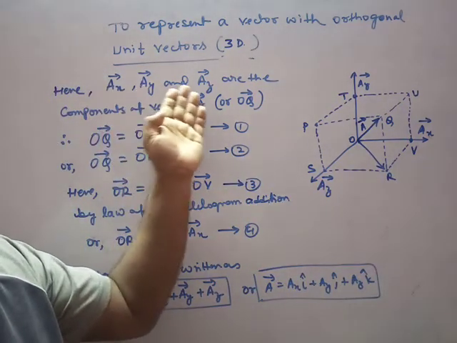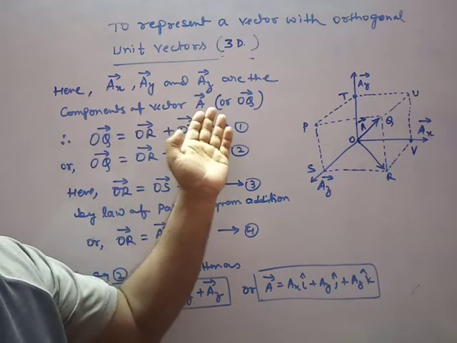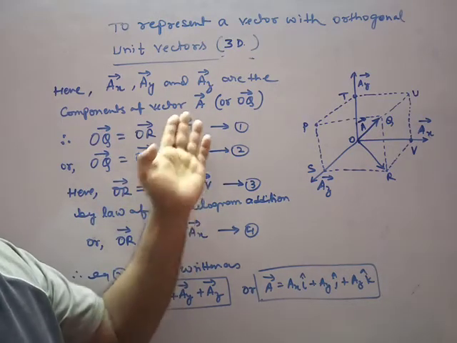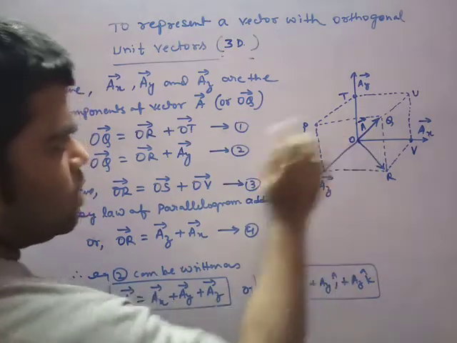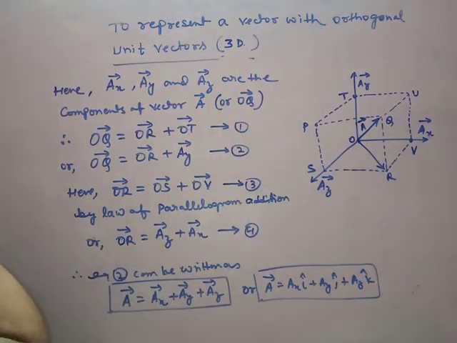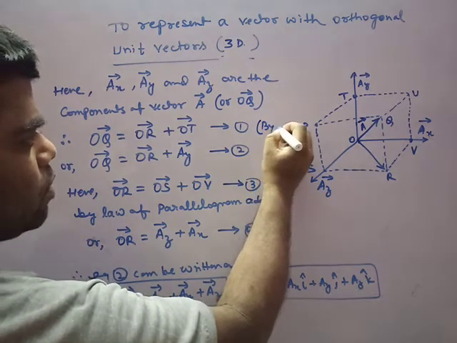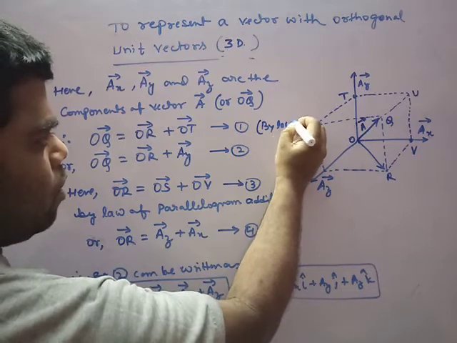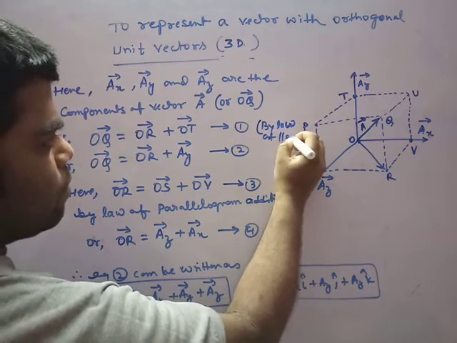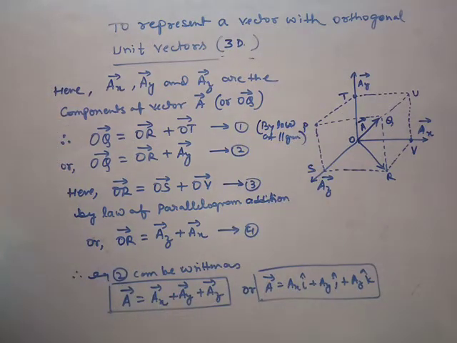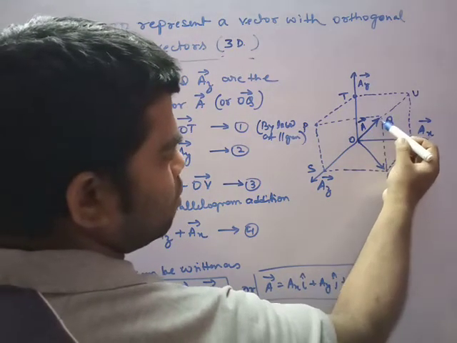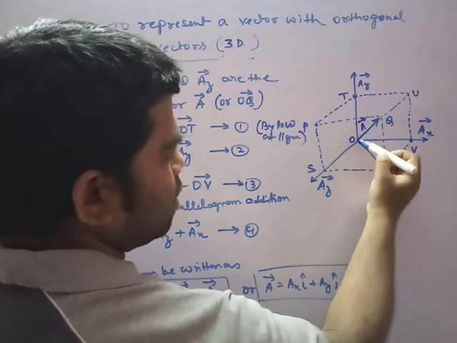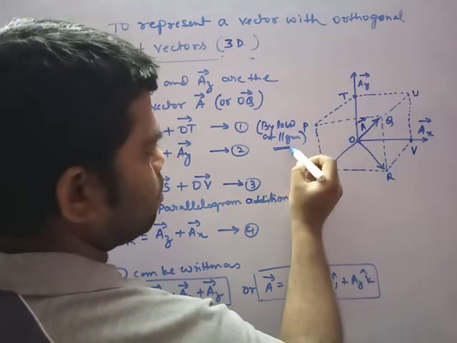AX, AY and AZ vectors are the components of the vector A. So that's why we can write OA means OQ. Definitely, with the help of the additional vector, by the law of parallelogram, we can say once again, this vector A is a diagonal, and definitely AX and AY are from the common point. So that's why I've written here parallelogram.